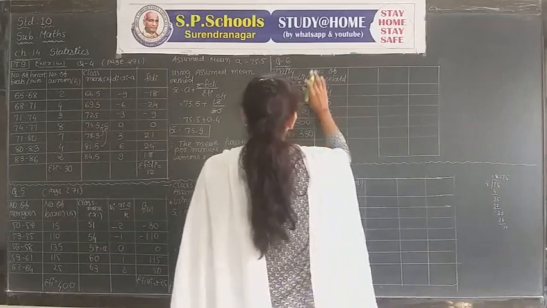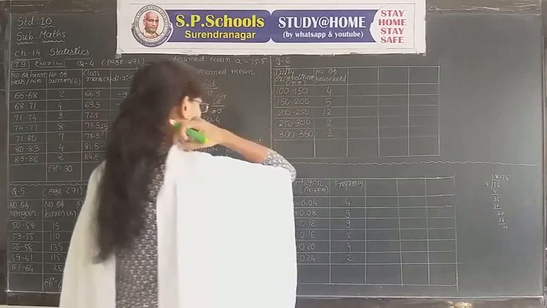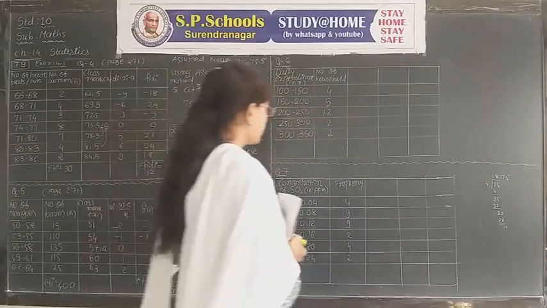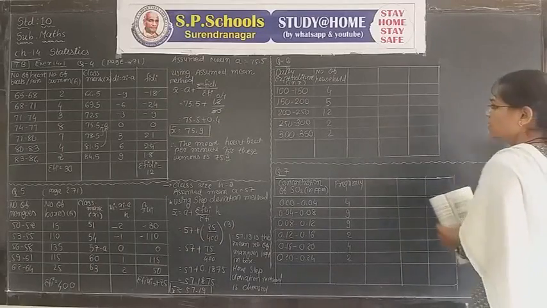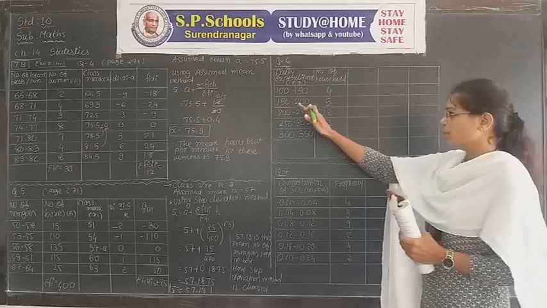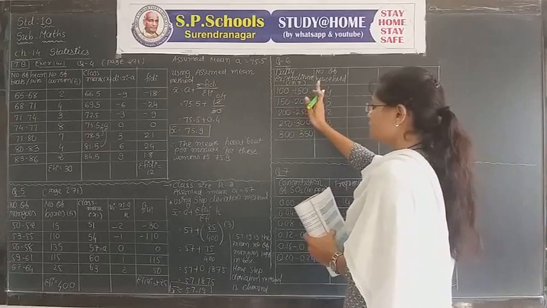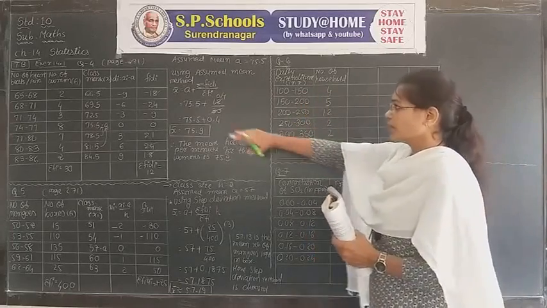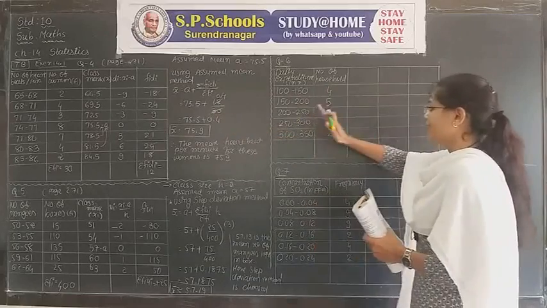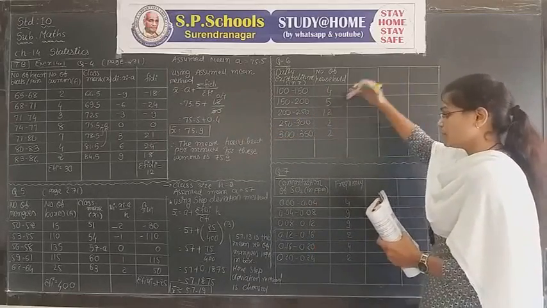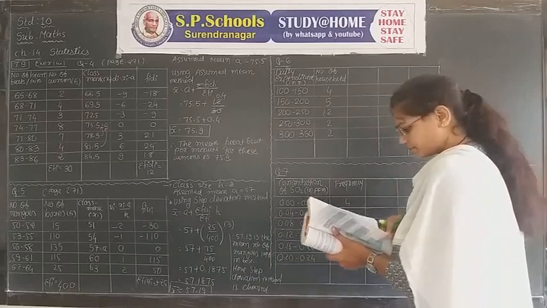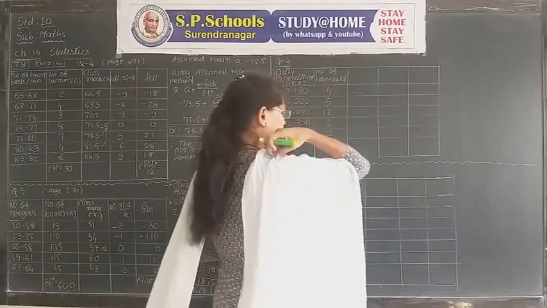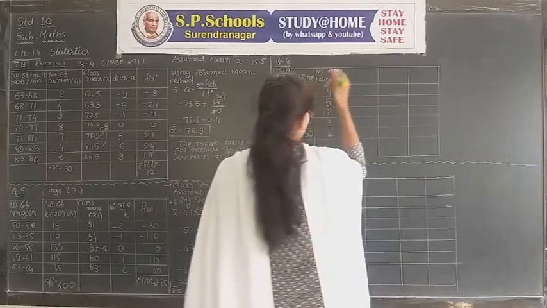Question number 6: first of all, decide the class intervals. All class intervals have the same class size and they are in continuous form. Yes, they are in continuous form, and all class intervals have the same class size. It is the assumed mean method. Right now we are using the assumed mean method in question number 6 also. You can try to use the step deviation method also.